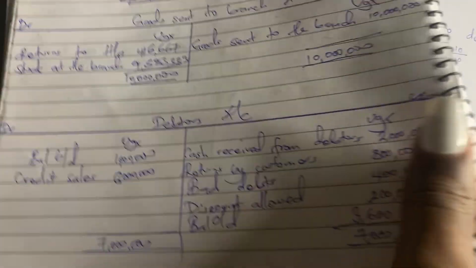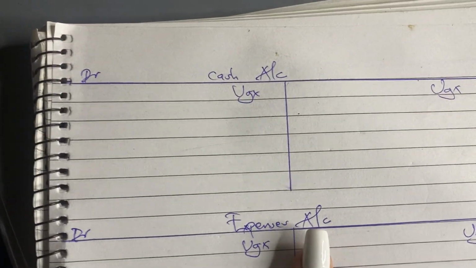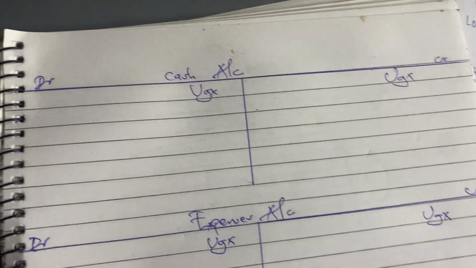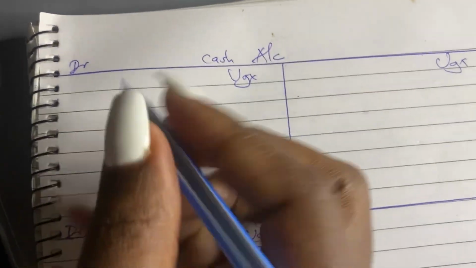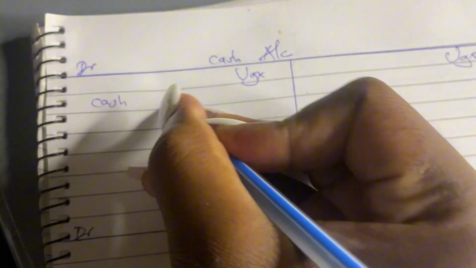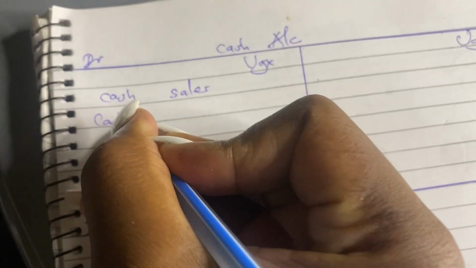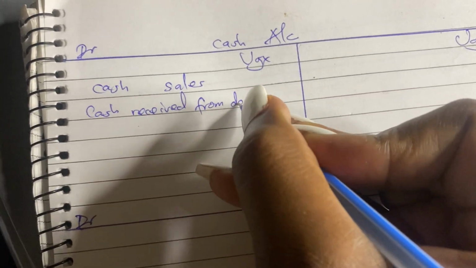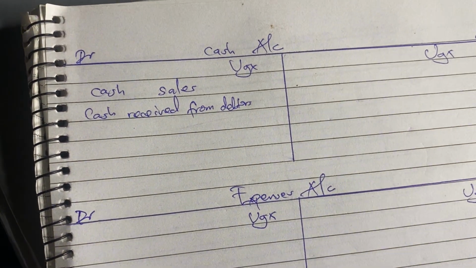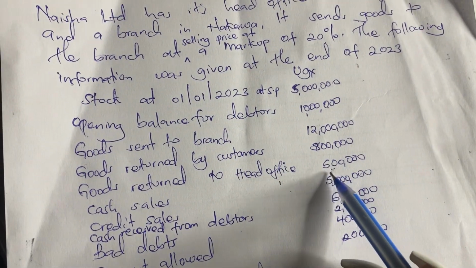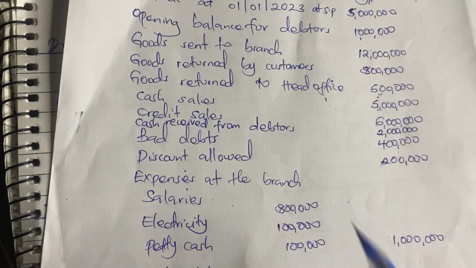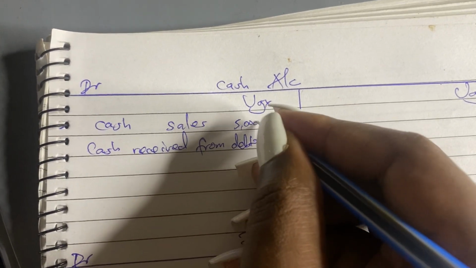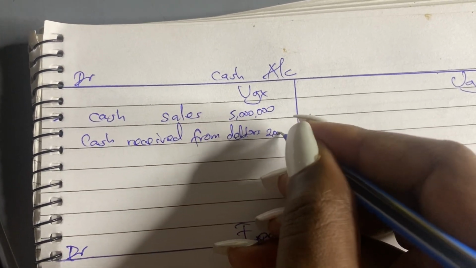Like that. Then another account that we have is the cash account. The cash account records all the cash transactions of the business, and in this case, on the debit side, we had cash sales and cash received from debtors. In the cash sales, we have 5M. In the cash received from debtors, we have 2M.